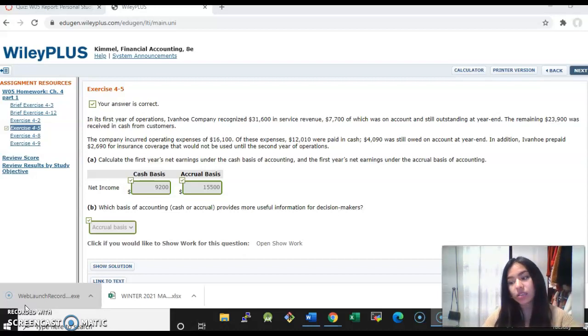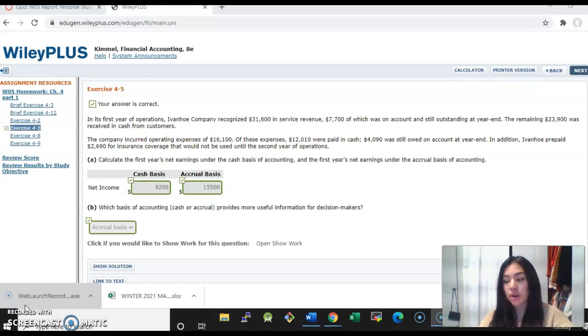For accrual basis, we're going to start with the total revenue, which was $31,600. From that, we're going to deduct the $16,100 of incurred operating expenses. And that is all that we're going to do for accrual basis. The final answer is $15,500, which was also proven to be correct.